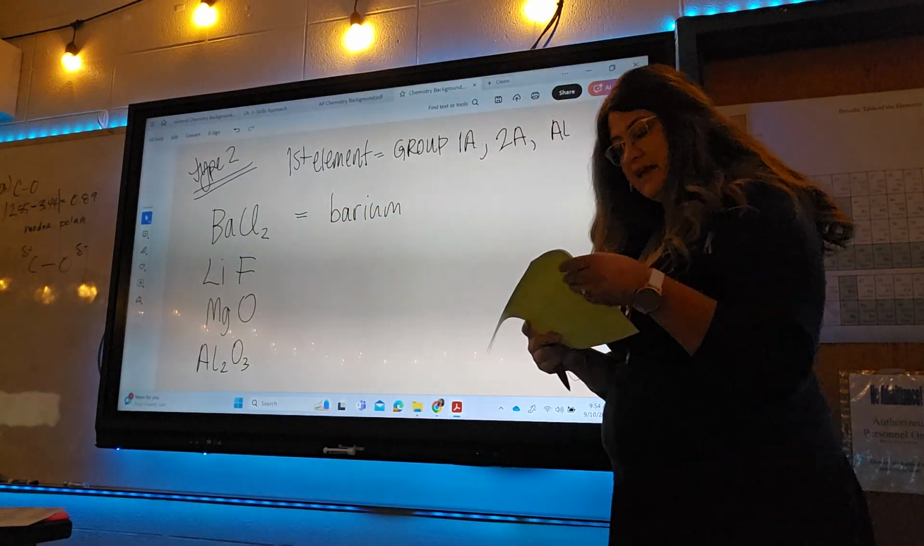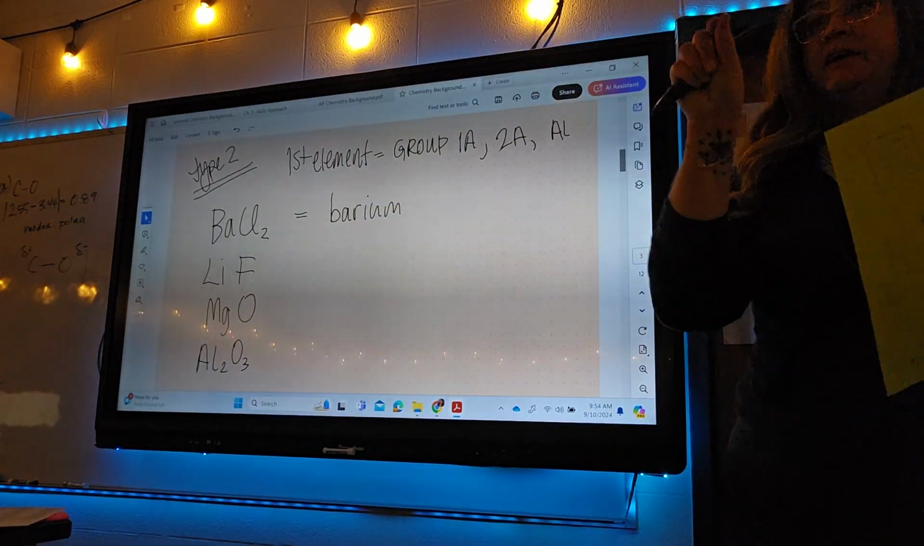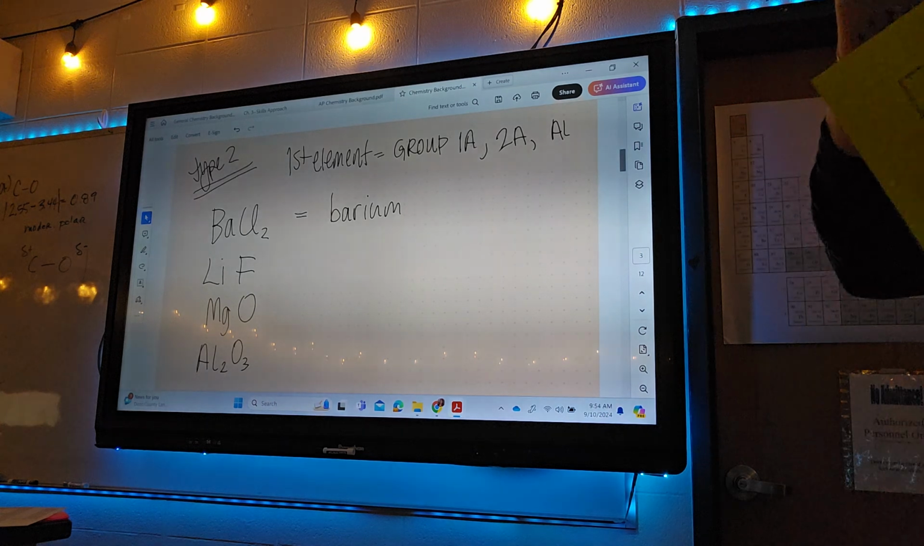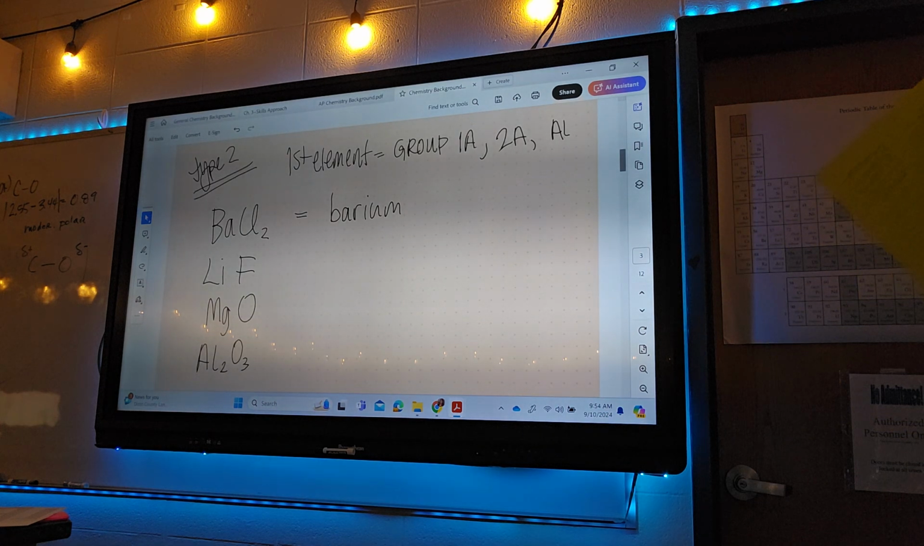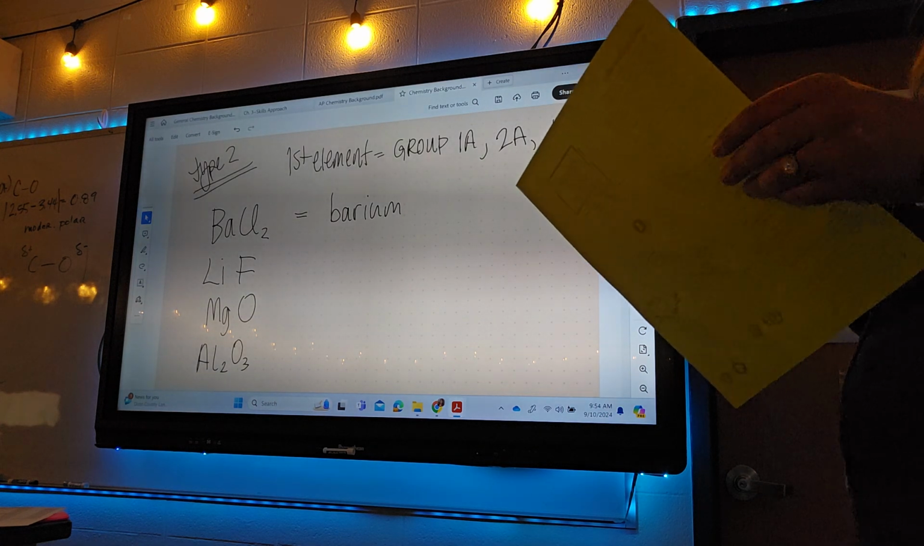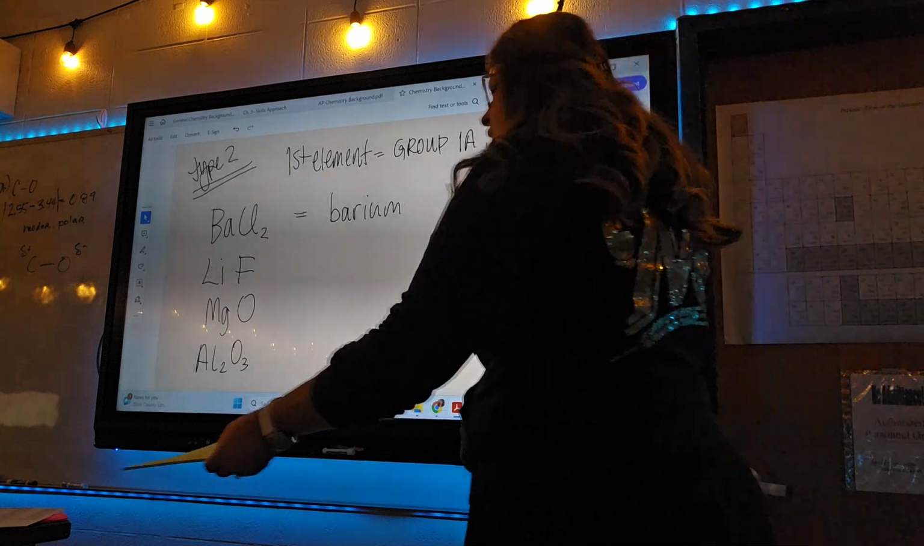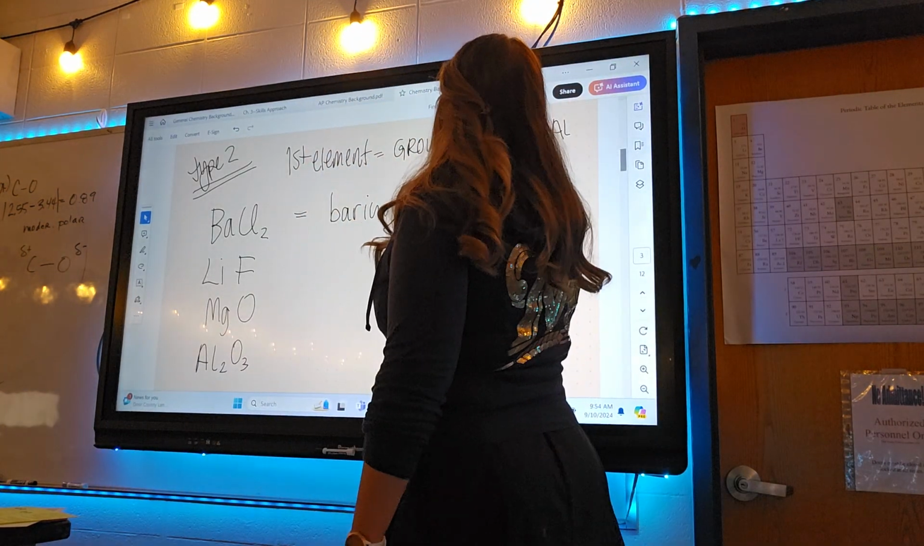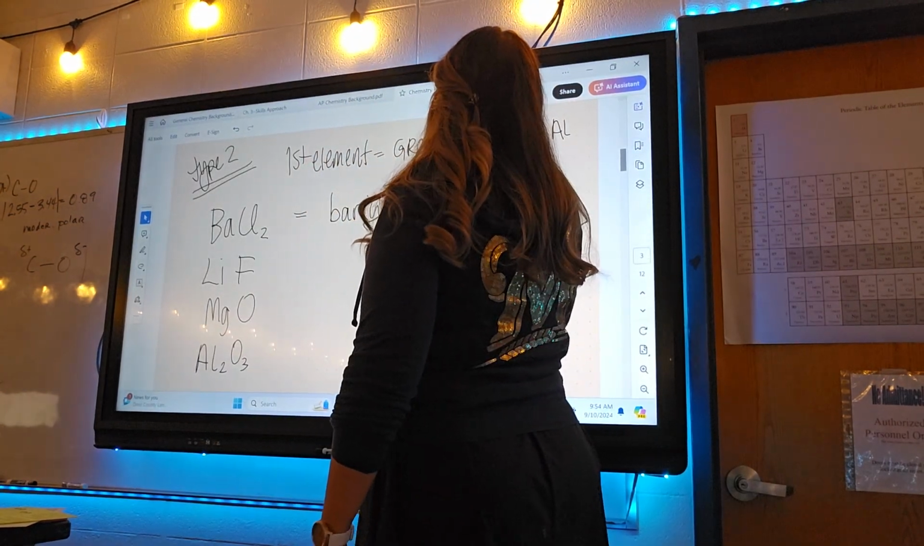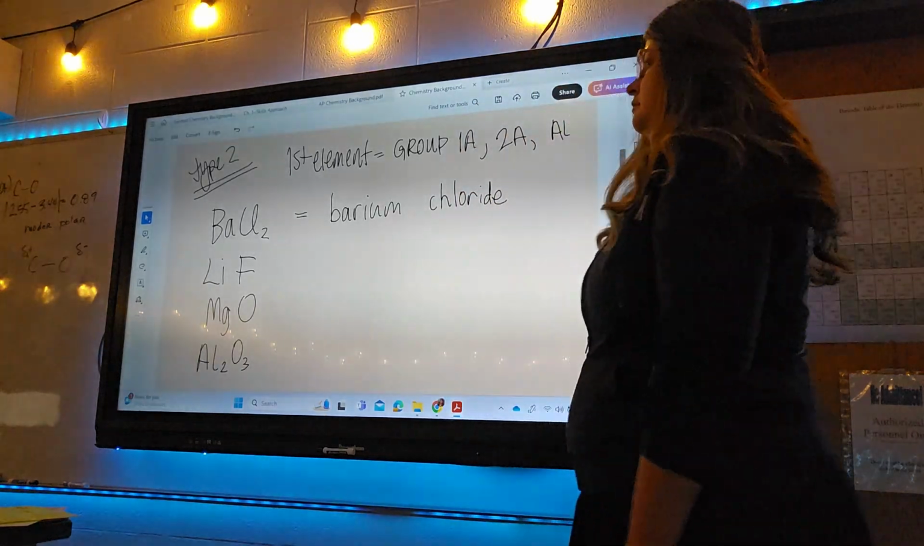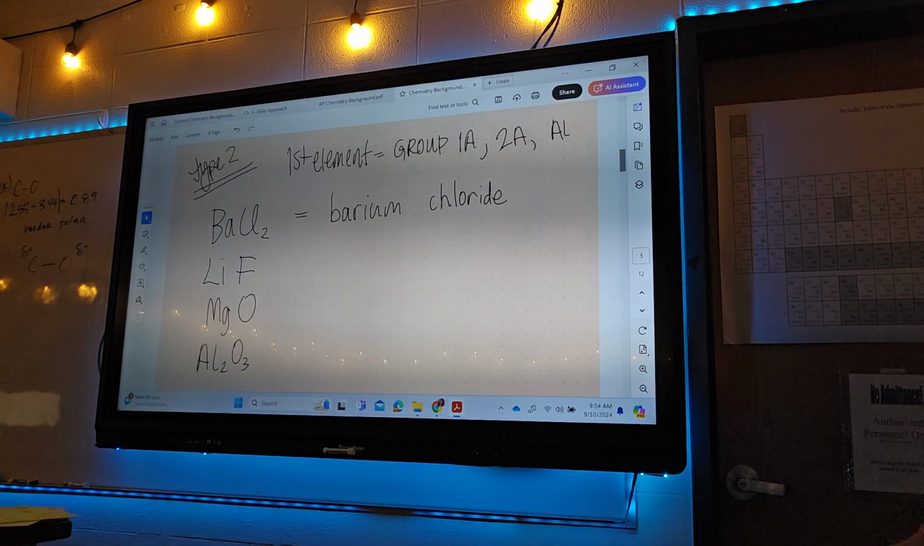And then it says to name the nonmetal, which is the second element in your compound. And remember, we want to use the IDE suffix for everything. So chlorine now would become chloride. And that's literally it.